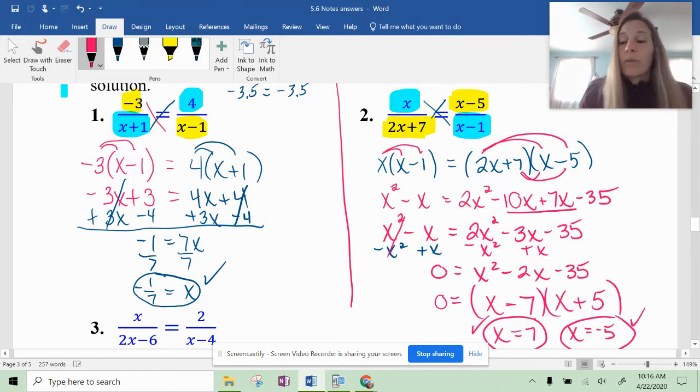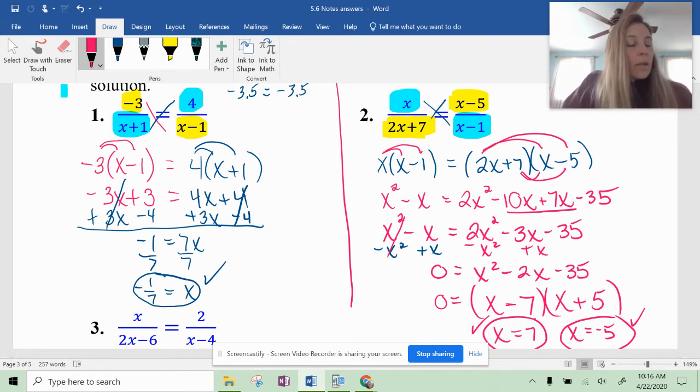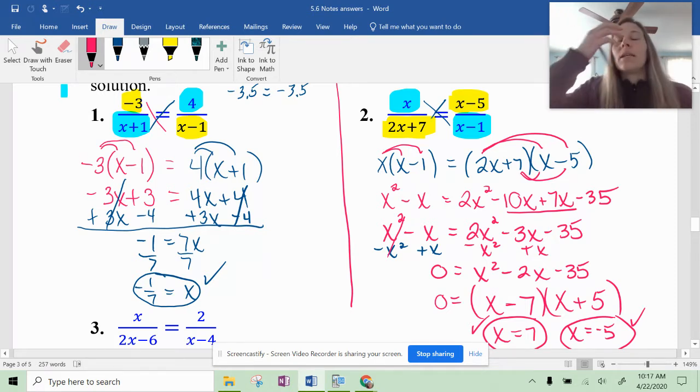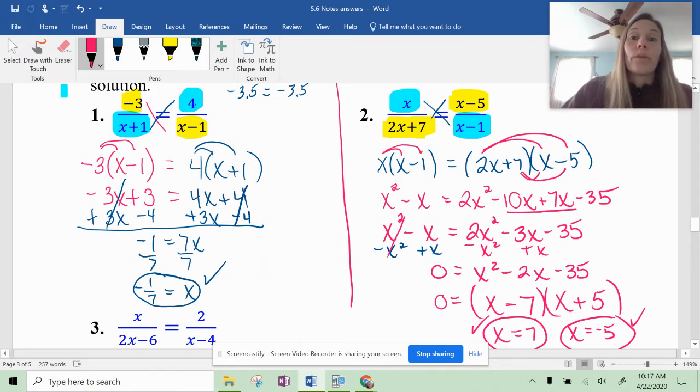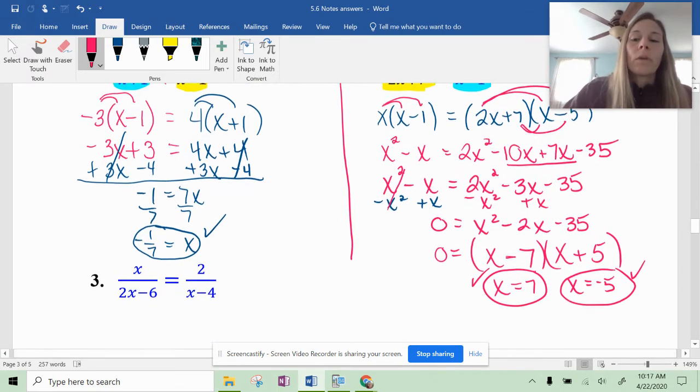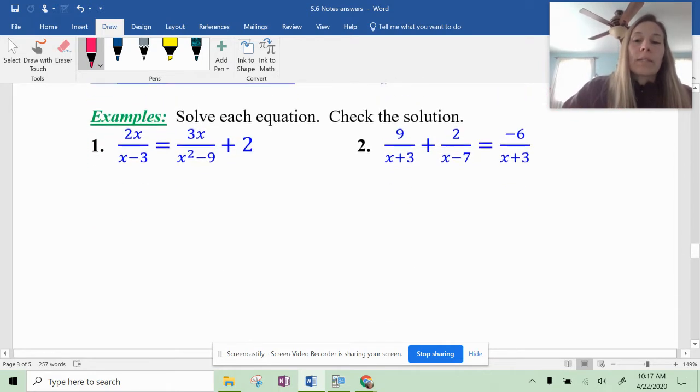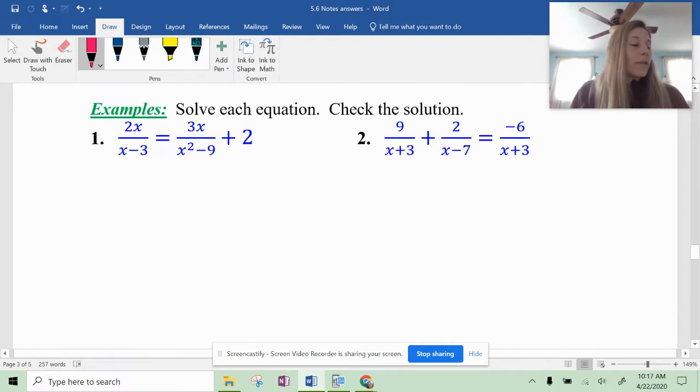So we know both of those solutions are legitimate solutions, and neither one of them is extraneous. They would both be answers. So if this was a multiple choice question and A said 7 and B was x equals -5 and C was x equals 7 and x equals -5 and then D was no solution, obviously you'd have to pick the one that included both because they're both legitimate solutions. Okay, so moving on to the next page, we're going to do some more of the cross multiplying.